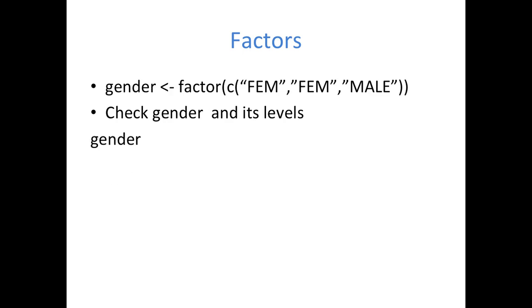Think, for example, that we create gender as a vector that basically can have only 2 values, female or male. And that's exactly what the command that you're seeing in this slide means. What this means is that we are creating a vector named gender that has 3 different values, but actually the values that it can take are only fem and male. These are the factors that we are allowing.